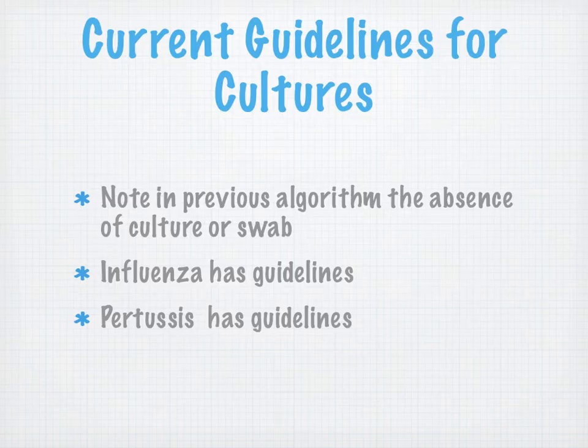All right, next, current guidelines for cultures. In the previous algorithm, the absence of a culture or swab until the very end is very notable. So let's pay attention to that. And then we want to know that influenza has guidelines, and we want to know that pertussis has guidelines. Bordetella pertussis. Those of you who have dogs, maybe they do this for cats too. It's kennel cough. So Bordetella is kennel cough in dogs.